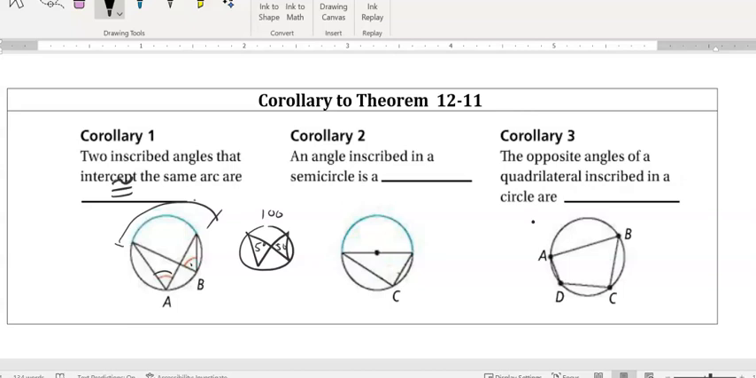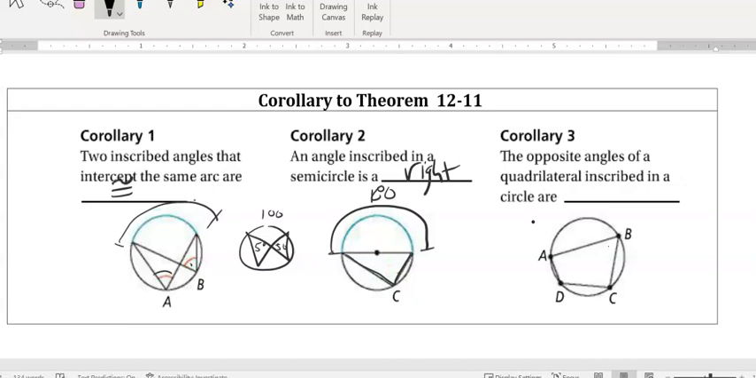Okay, the next one. This angle right here is going to go to half a circle. How many degrees is half the circle? So therefore, the angle must be how many degrees? 90. And that means it is a right angle. Any questions?